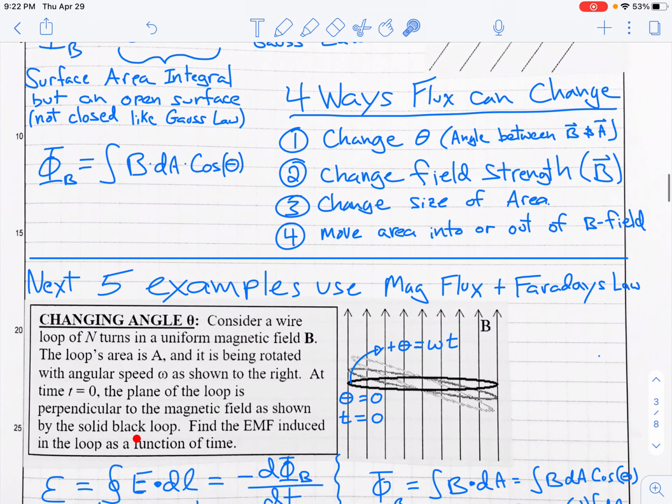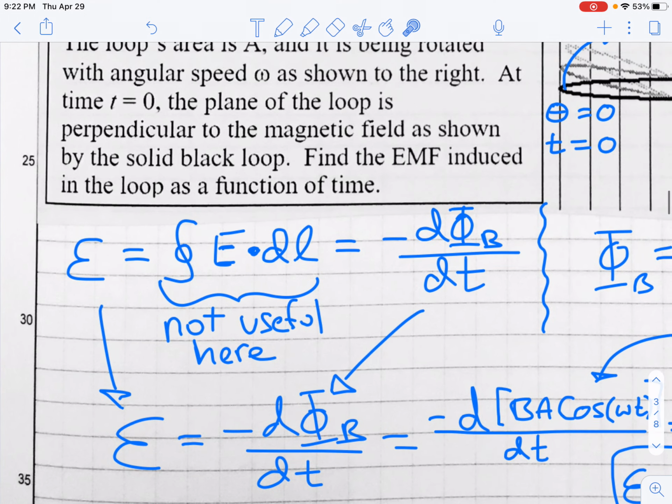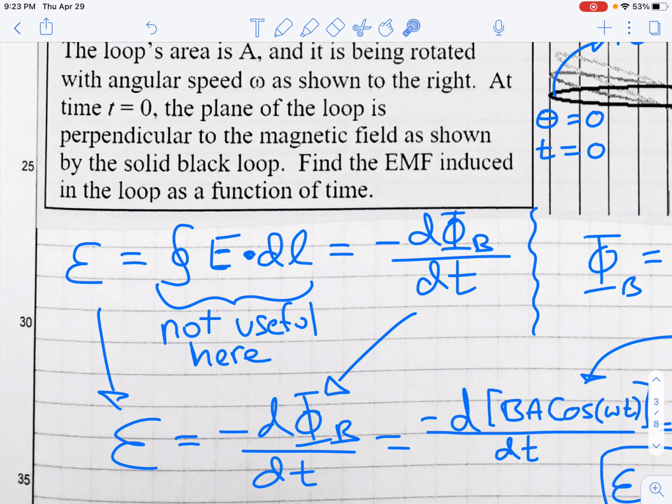So what do we need to do here? When we look at the integrals here in Faraday's law, this part is not useful. What is our goal here? Find the EMF, electromotive force, that's voltage. Find the voltage in the loop as a function of time. So this is voltage, and this is flux. And we don't know anything about the electric field, so we don't need that here. So negative d phi B dt.